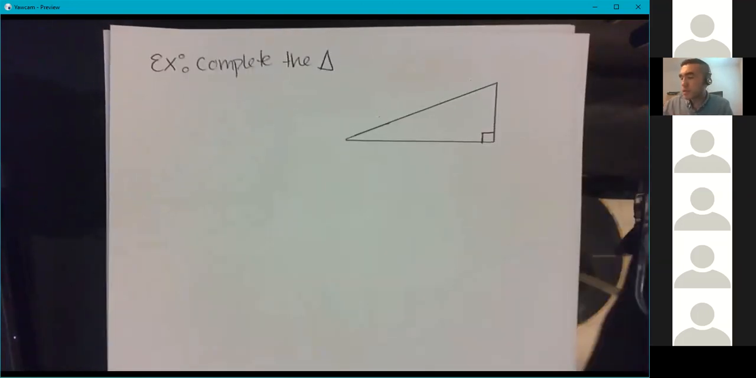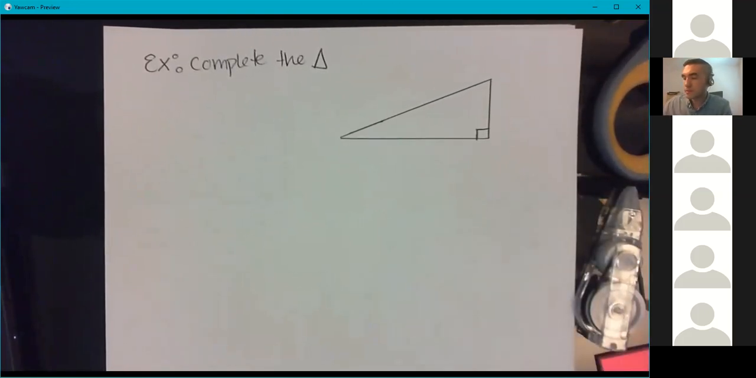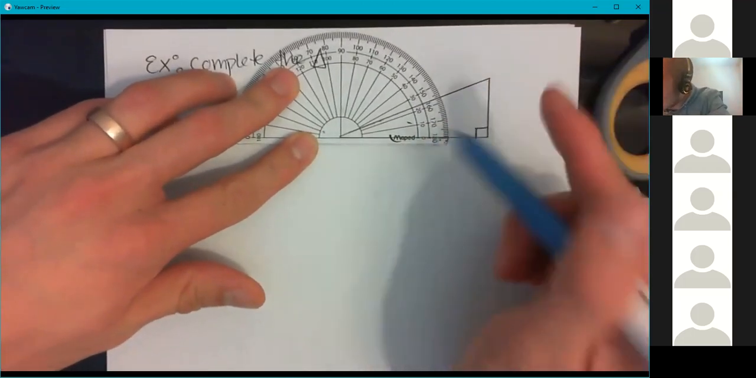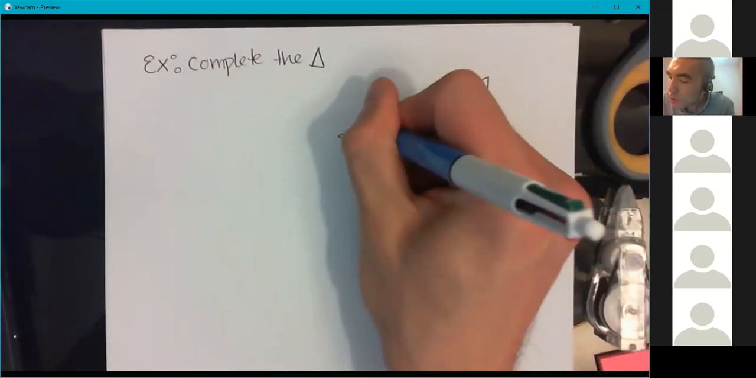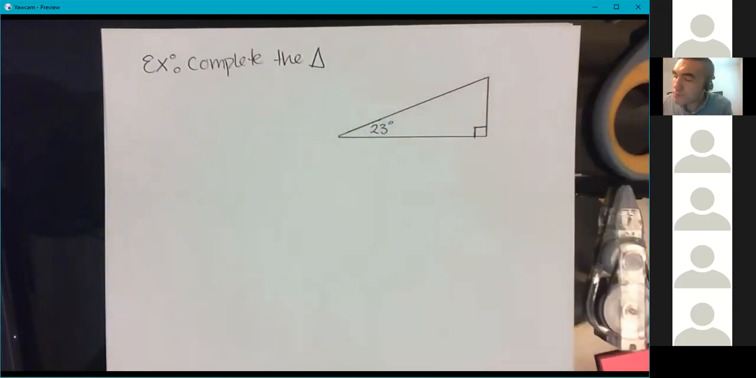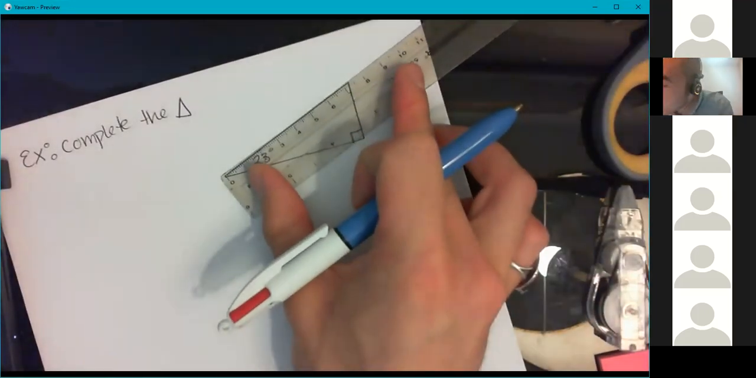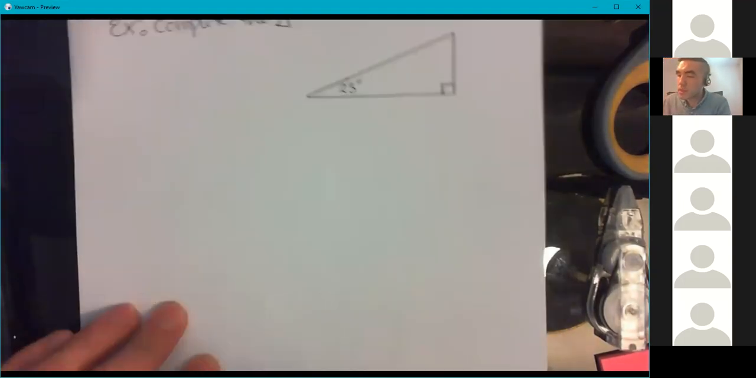This angle measurement here, the small one, that's 23 degrees. So this right here is 23 degrees. And the length of the hypotenuse, oh, that's not a ruler. That's a ruler. The length of the hypotenuse is 7.3 centimeters.